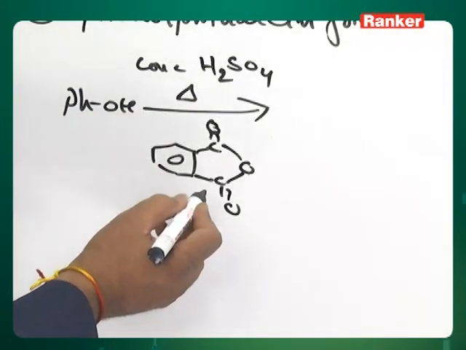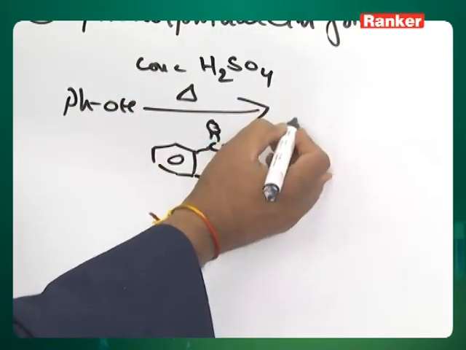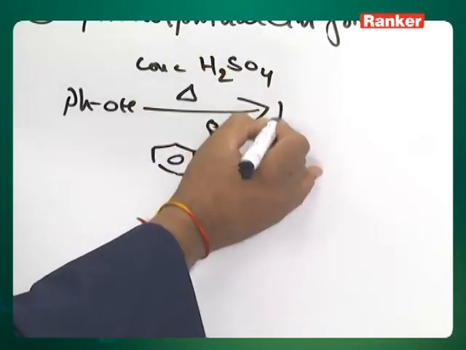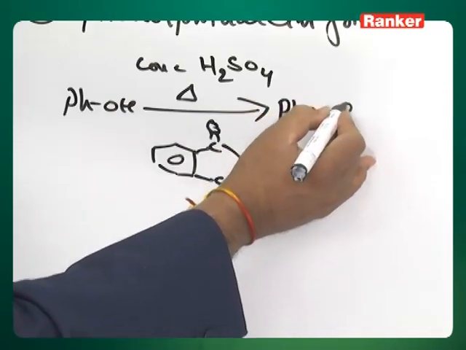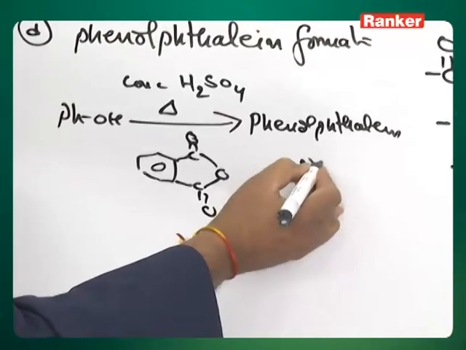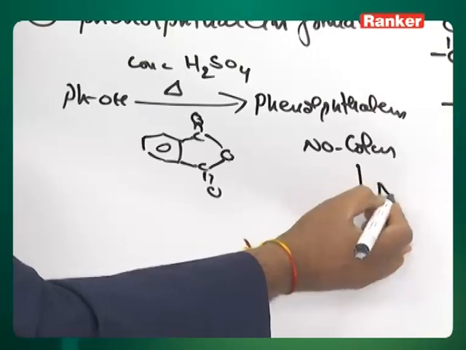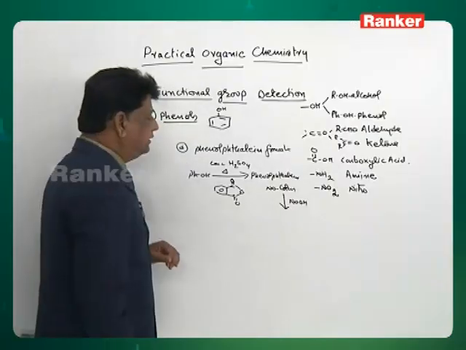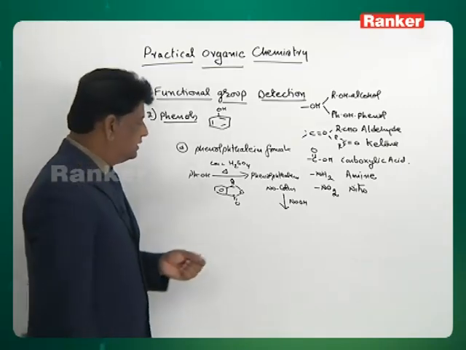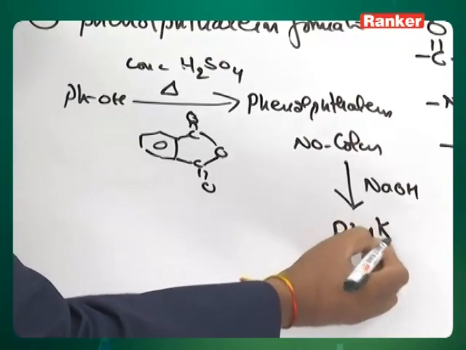This phenol is coupled with this one, you will get the phenolphthalein formation, which will have, right now in the acidic medium, no color. Phenolphthalein is formed, but no color will be there right now. Colorless will be there. But when you add excess of sodium hydroxide, first the acid will be neutralized, then you add little more sodium hydroxide in excess. In basic medium, you will get a dark pink color solution.